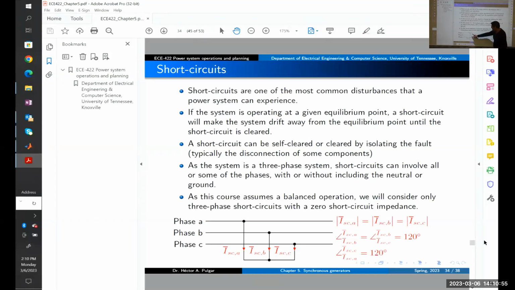As I said, it can be just a short circuit between phases B and C, so we don't have any contact whatsoever with phase A. What is going to be the short circuit current in phase A in that case? 0. There is no short circuit. But what is going to be the short circuit current in phases B and C? The same magnitude, but shifted 180 degrees. As you can see, that is not a balanced short circuit, and we're not going to consider those cases here. Just three-phase short circuit.